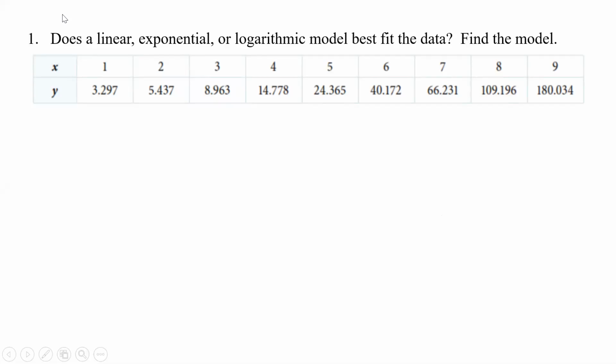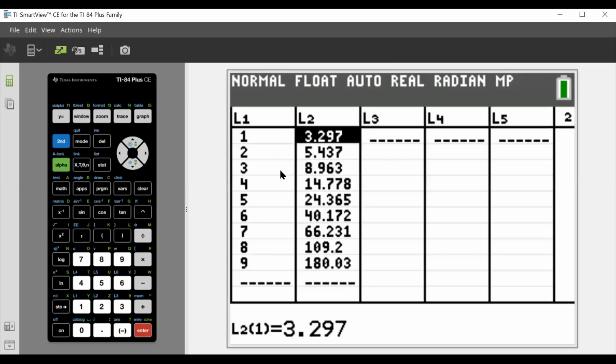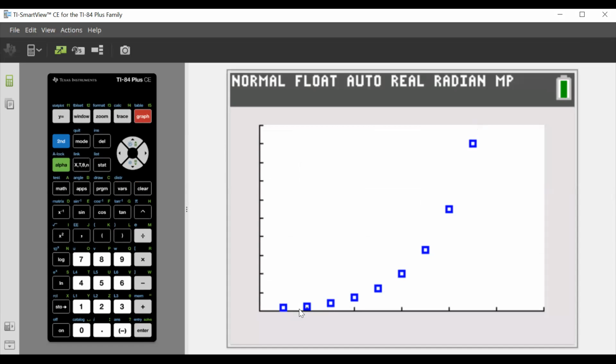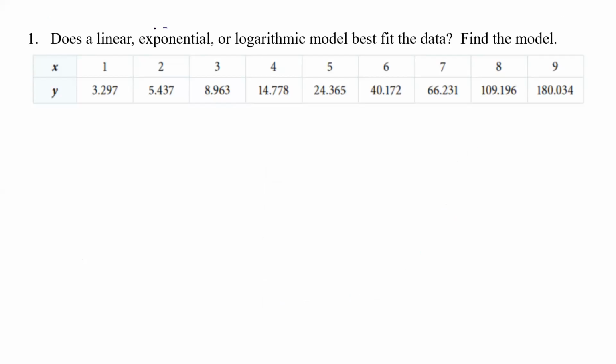So first off, we have to plot this to see what kind of shape the data is. To save time, I've typed all those in. When we hit the graph, we have something that looks like that. That's all the data points. And to me, as far as whether it's linear, exponential, or logarithmic, that looks exponential. So what we're going to say is this looks exponential.